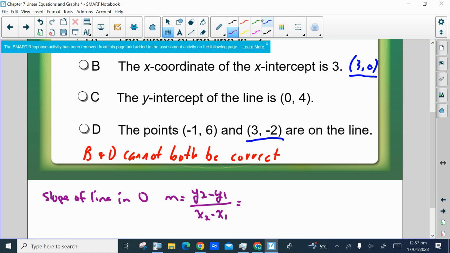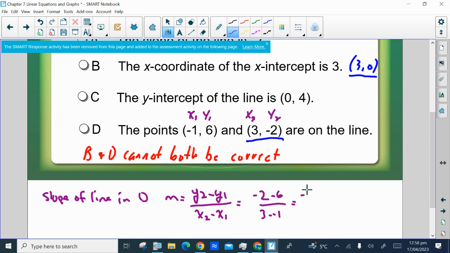And remember, when you're using slope formula, one of the points will be point 1. That'll give us our x1 and y1 values. The other point will be point 2, which gives us our x2 and y2 values. So y2 minus y1 will be negative 2 take away 6 over x2 minus x1 will be 3 minus negative 1.